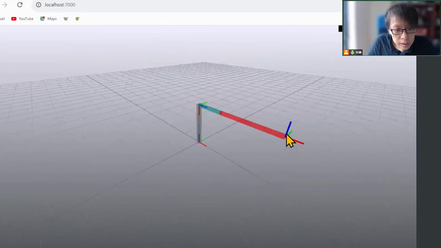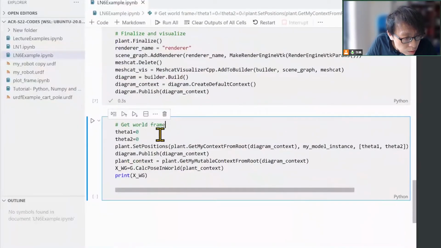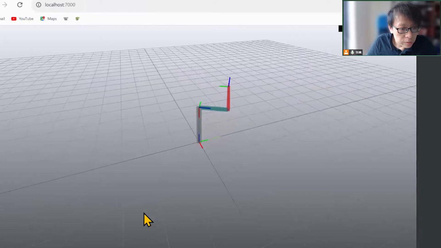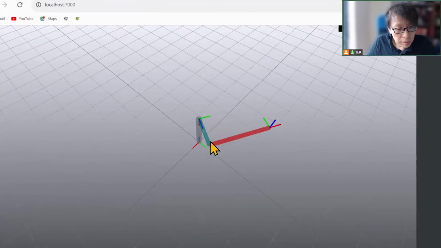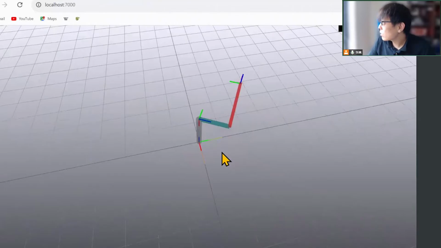Okay, and this is my B frame. Okay, this is my 0 frame. So that's our 0 position, but we can set the position. Let's say this is numpy.pi divided by 2. This may be numpy.pi divided by 3. If I set these two thetas to be this position, I can set positions. Let's run it. I think it will move. All right. So the second joint rotates by half pi, and the first joint actually rotates one third of pi.